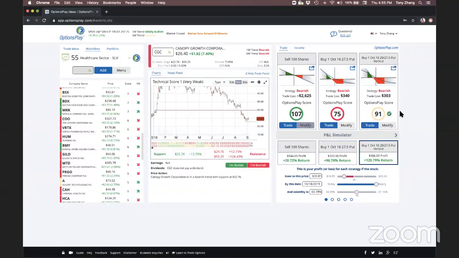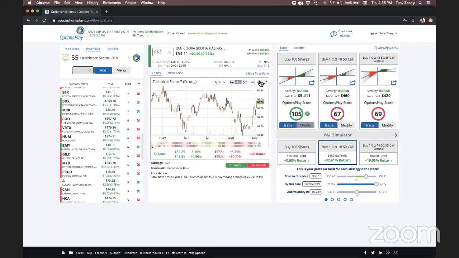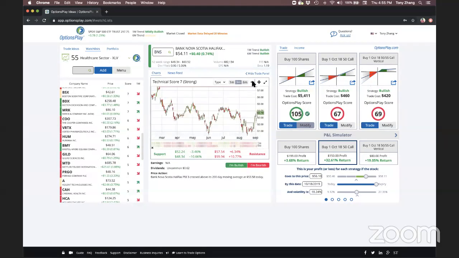The only thing you want to be careful with on some of these trades is that puts are really expensive. Even this put spread has a relatively low options play score. So be careful if you're trading these on the short side. Sam is asking for BNS, Bank of Nova Scotia, relative score of 7, 1 month and 6 month trend just turned bullish. This is very similar to the JPM trade that we recently just put on.